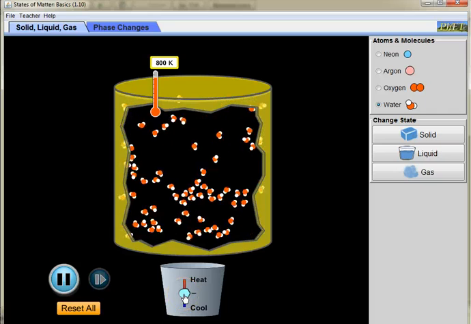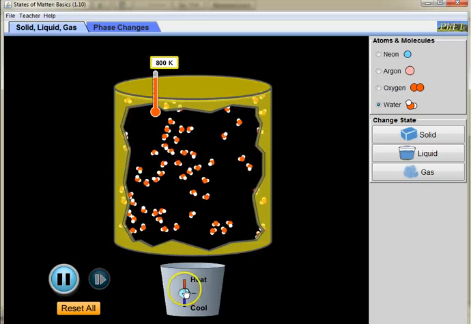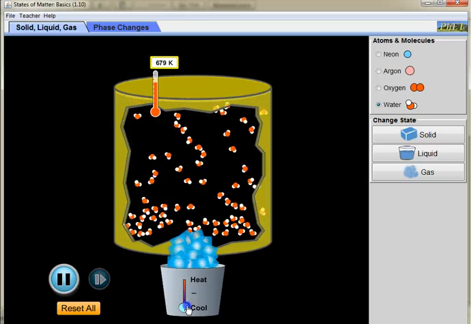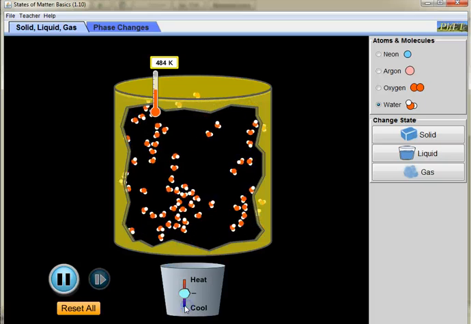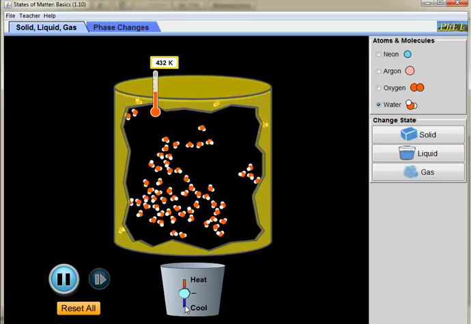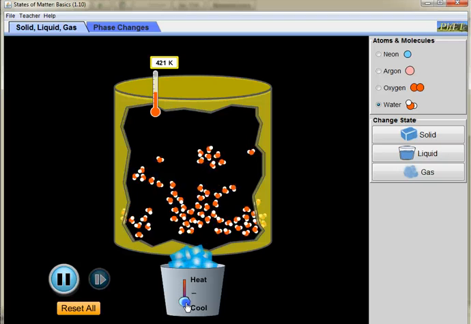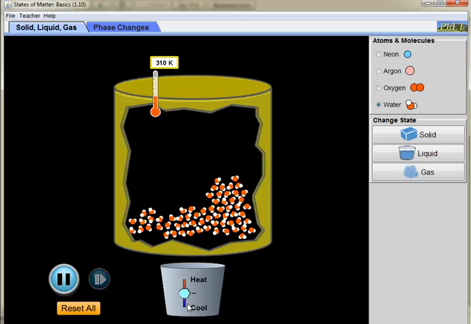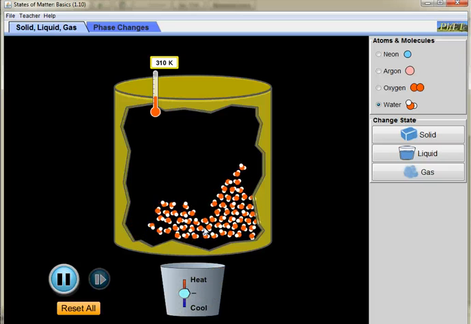Now what I'll do is decrease the temperature and see if we can reverse the process. This is in gas phase, so obviously the motion of the particles should decrease. You can see that they are becoming slower and slower, and at some point they will collapse into liquid. So this is a liquid state of water.